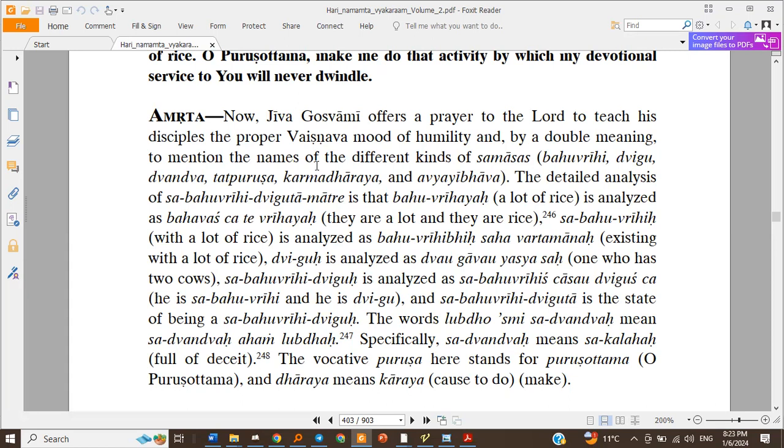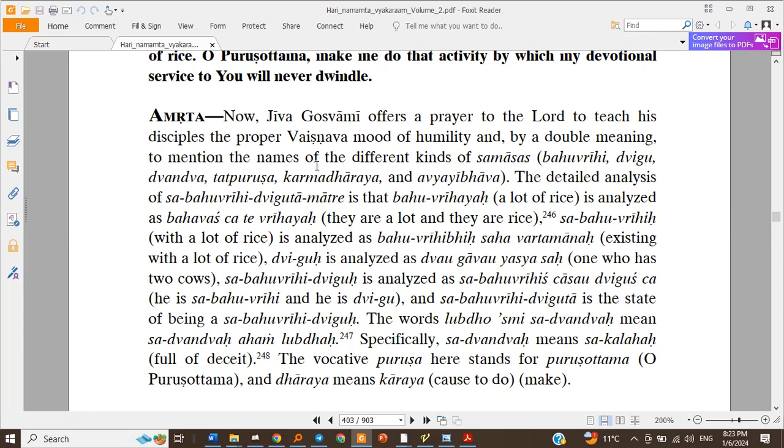Similarly, here also in Bahuvrihi Samasa, this Bahutva and that riceness, you can say, that object which is called rice, both the qualities lie in the same object, which is the rice. It's a little technical, but it's easy. So Bahuvrihi. Bahavashchate Vrihaya.